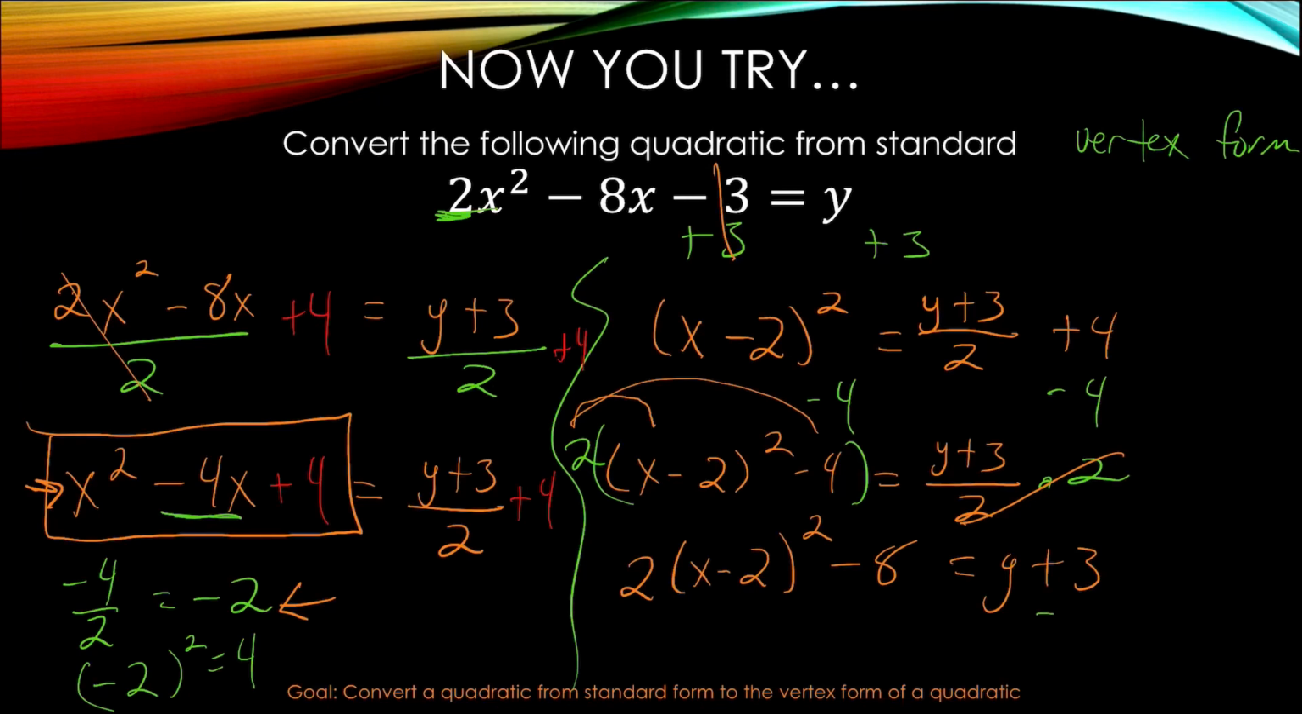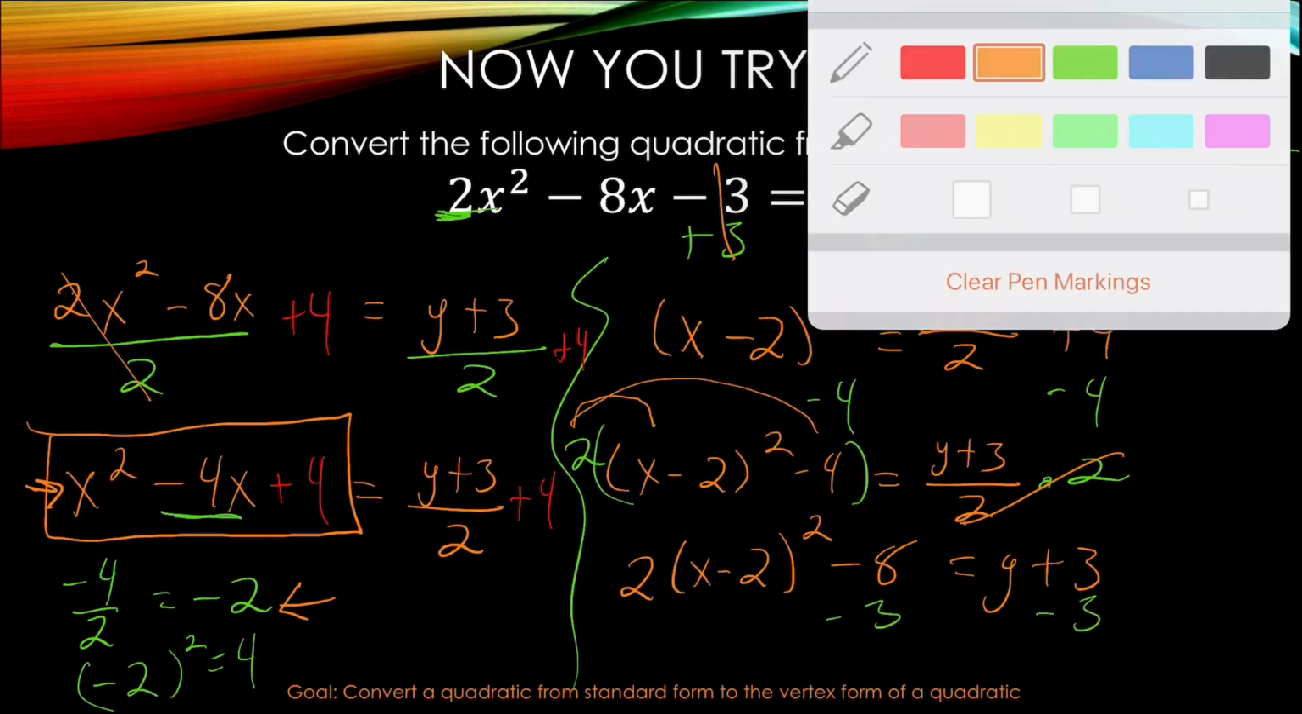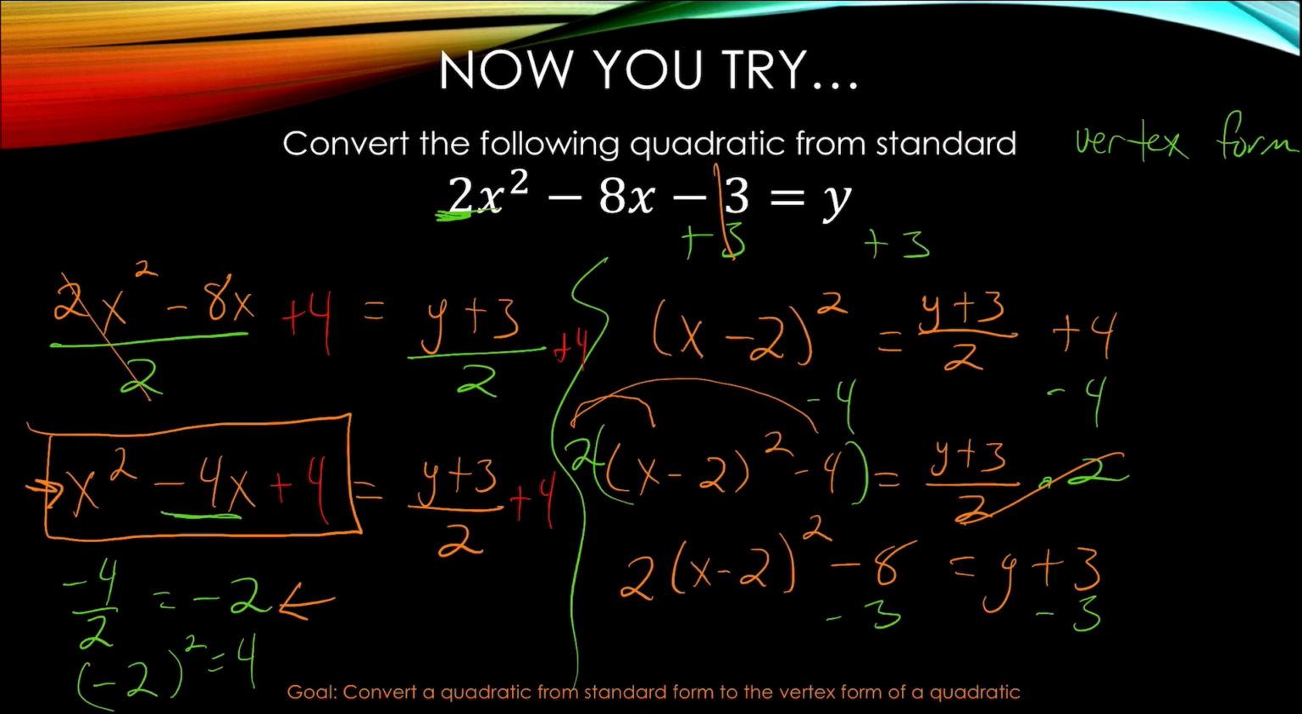Then I'm going to subtract 3 from both sides. When I do that, I get 2 times x minus 2 squared minus 11 equals y. There is my answer. So you should get 2 times the quantity of x minus 2 squared minus 11 equals y. Alright, so that's the end of the lesson.